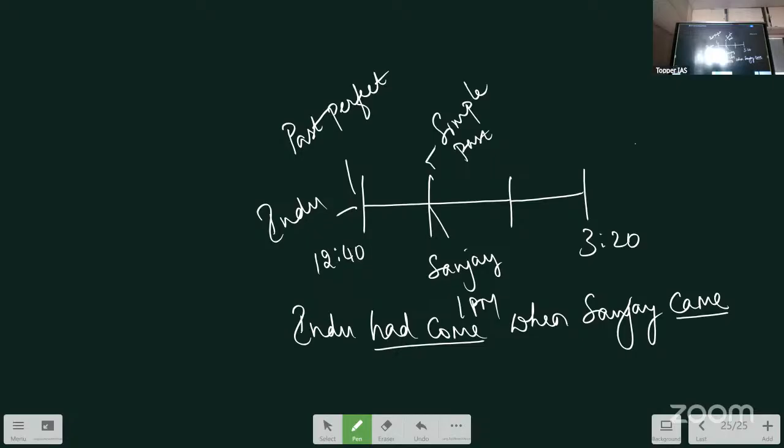Had came before Sanjay came. Came is the third form of come? Very good. But came is wrong. The third form of come is come. Indu had come before Sanjay came. Very good. You can also say Indu had already come when Sanjay came. Or Sanjay came after Indu had come. Very good. But you should just ensure that the first action must be in past perfect, second action in simple past.